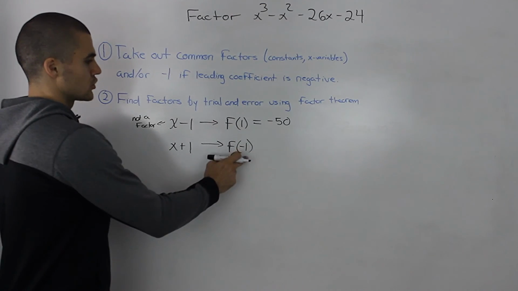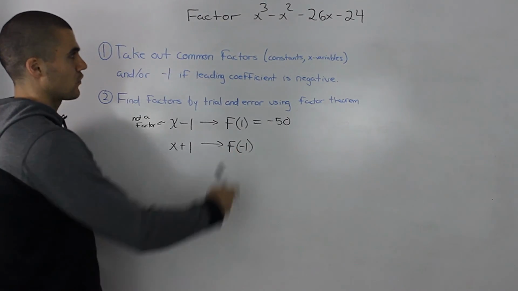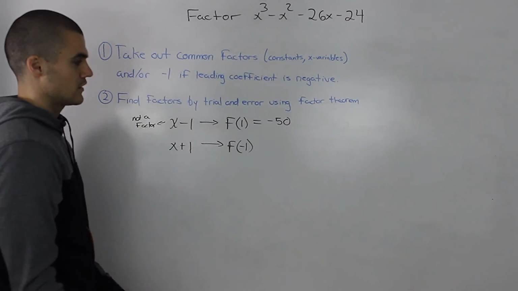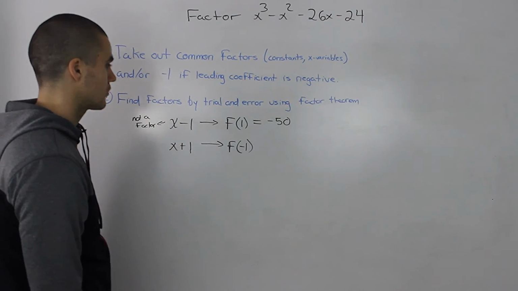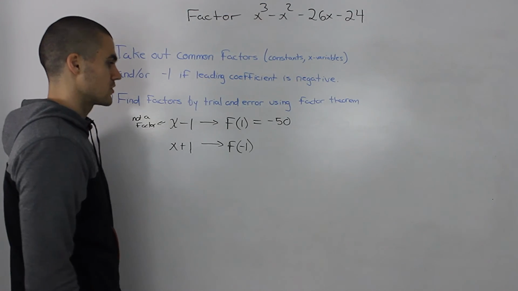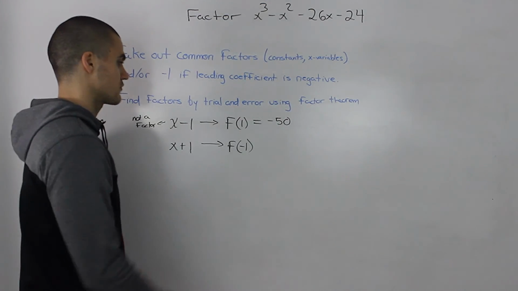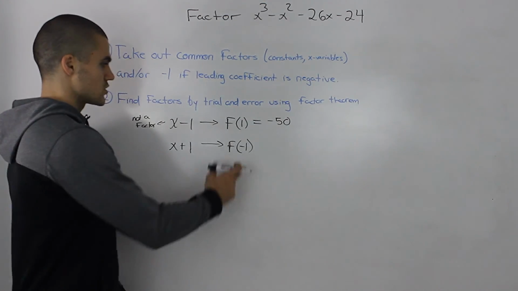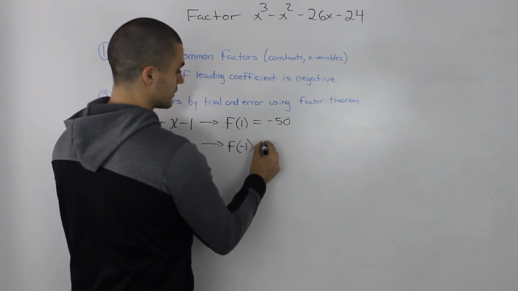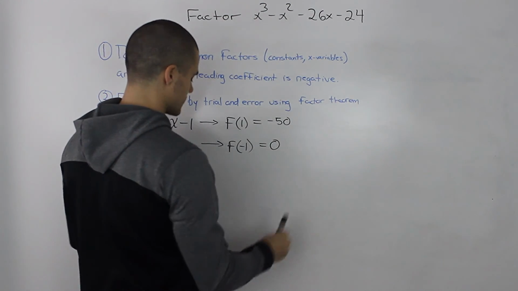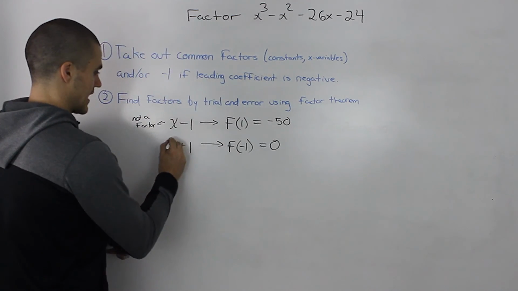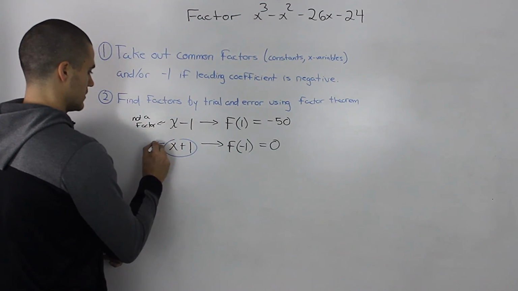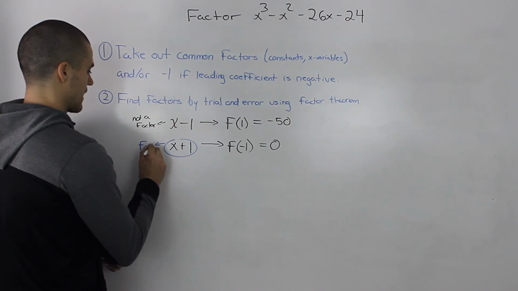Now, if you're not sure why we're plugging in -1 for the x values in the dividend to find the remainder, I would highly recommend you go back and watch the remainder theorem video, as it's super important. You have to understand the process of why we're doing this. So plugging in -1 for the x values in the dividend, we would get a value of 0. And by the factor theorem, that just means that x plus 1 is a factor.